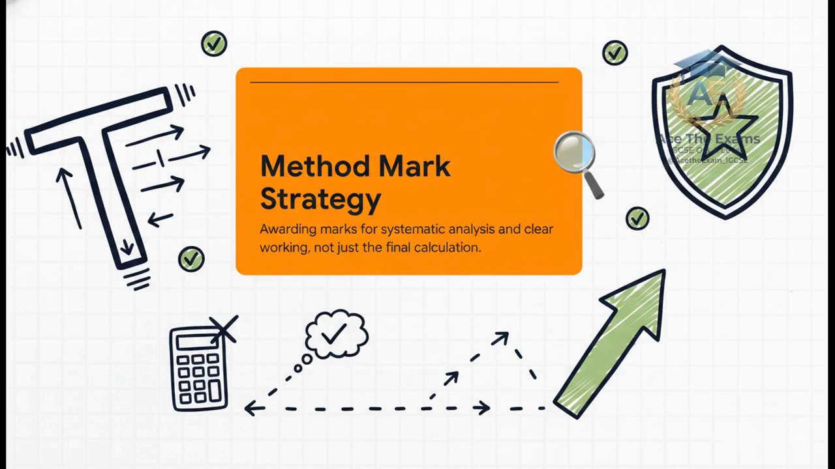Examiners use what's called the method mark strategy, heavily utilizing the own figure rule. They award marks for clear working, systematic analysis, and logical progression. Imagine you make a silly minor arithmetic error right in the first step of a 15-mark ledger question. If you panic and give up, you get 0. But if your subsequent accounting logic, your postings, and your balancing are completely correct based on that initial flawed figure, the examiner will actually award you a massive portion of the remaining marks. They're testing your accounting mechanics, not just your ability to press buttons on a calculator.